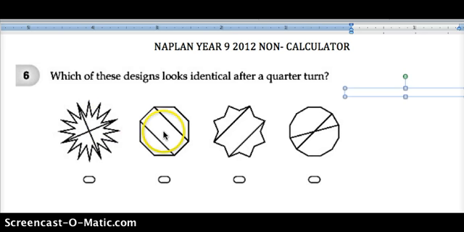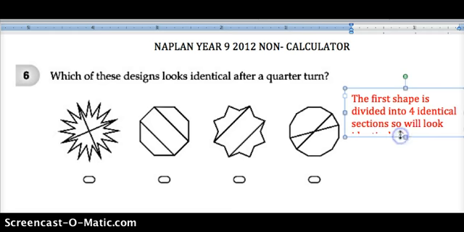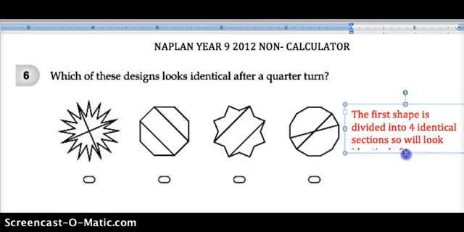If you tried it with this second shape here, these two diagonals would actually be facing in this direction after a quarter turn. So the shape would look different. Again, with this third shape, these two lines are facing that way. If you turned it a quarter of a turn, they'd actually face down this way, so it would not be identical. And with the last shape, if you turned it a quarter of a turn, I think these crosses would roughly be up that way. So because this first shape has 4 equal quadrants, then if you turned it a quarter of a turn, you would end up with an identical shape every time.